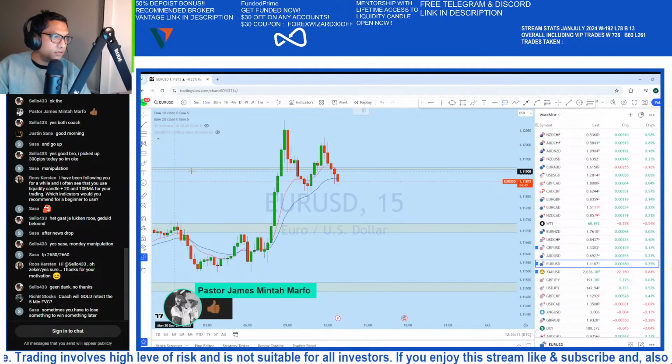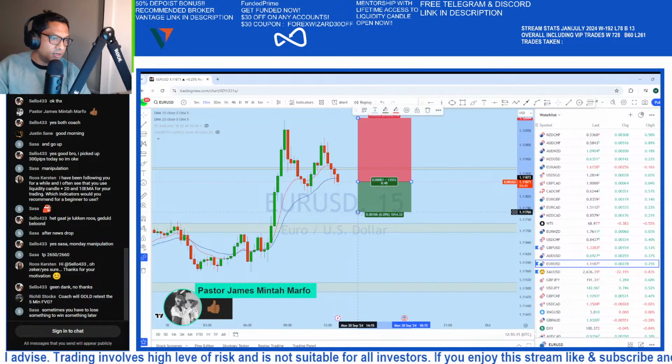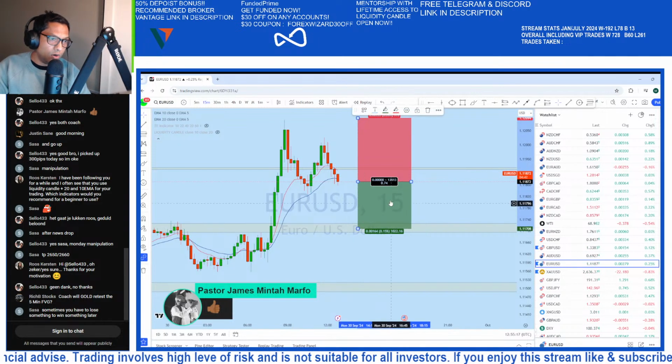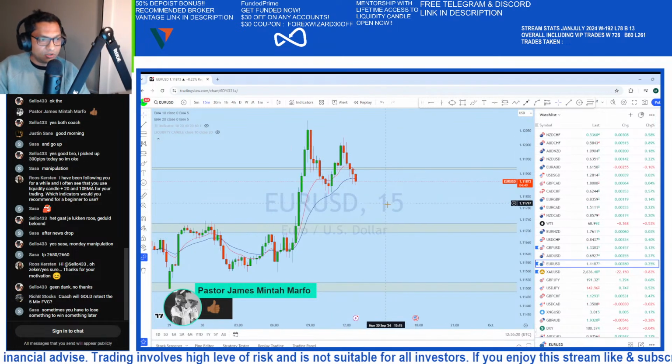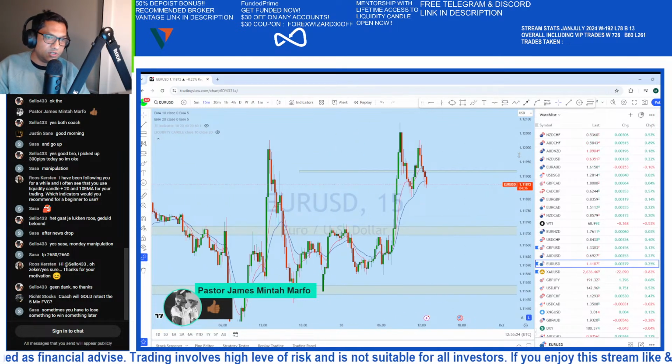So just looking to see if there is any possibility for gaining pips. I'm not entering yet. It will be very poor risk reward if we enter, but it might drop to that level. See if there is any entry.